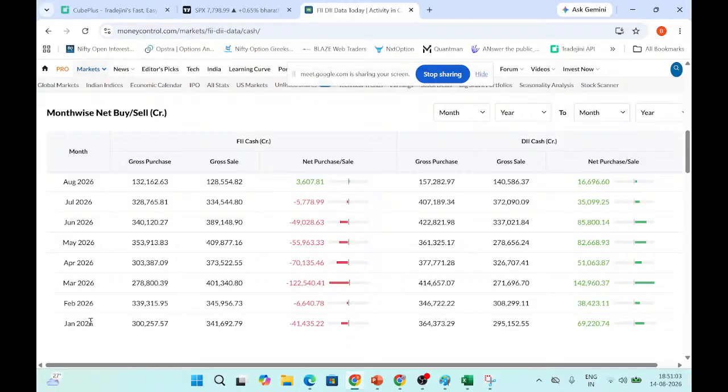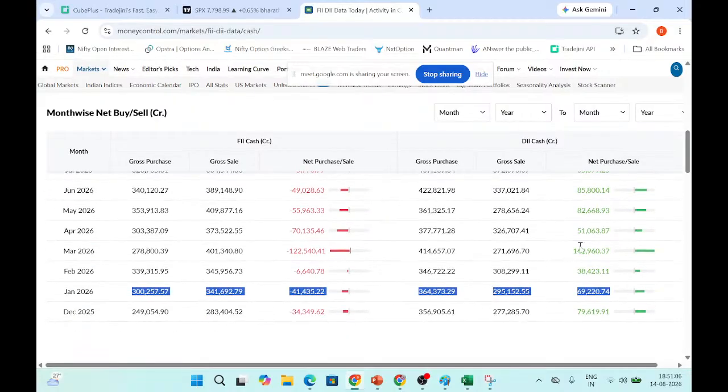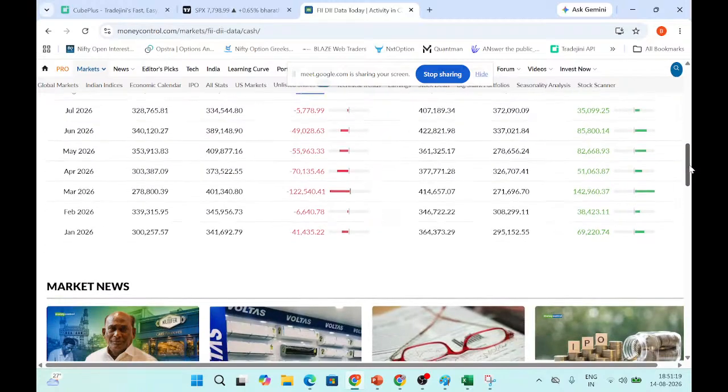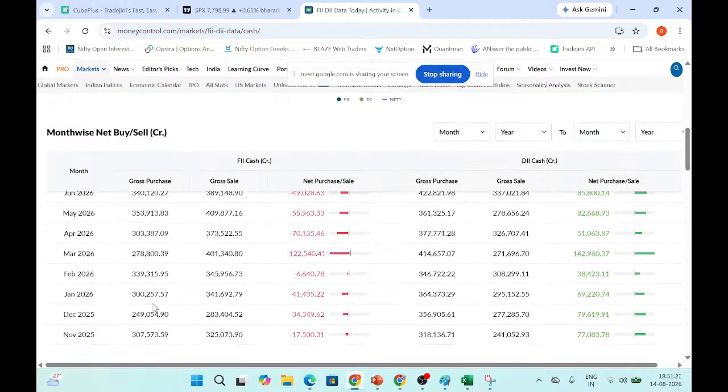Take a look at this. In January 2026, they were shorting. This is the first month I see that FII have actually bought in the cash market, to the tune of 3,600 crores. There have been net sellers throughout. Take a look at this January.